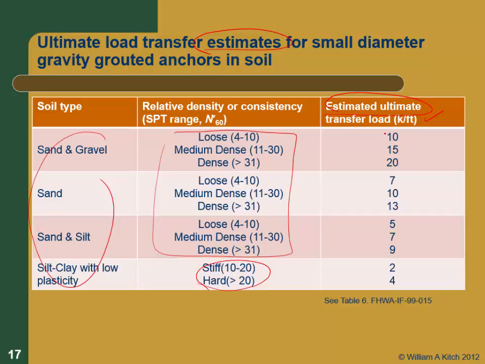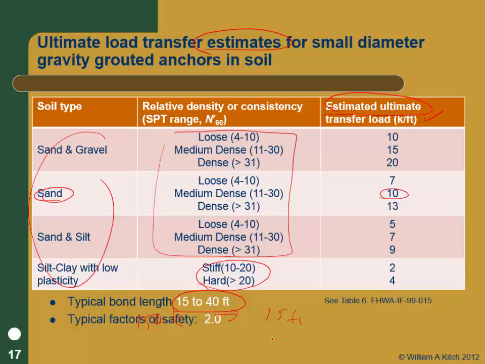So you can come in here. Let's say from your earth pressure diagrams, you're going to have 150 kips in your anchor, and you're going to be in a medium sand. You can estimate that you're going to get 10 kips per foot, so that means your bonded length is going to be 15 feet long. That makes sense? All right. And with these systems you're going to end up with typical bond lengths that are less than 40 feet. The typical factor of safety we use is 2.